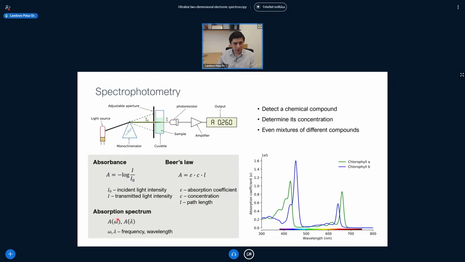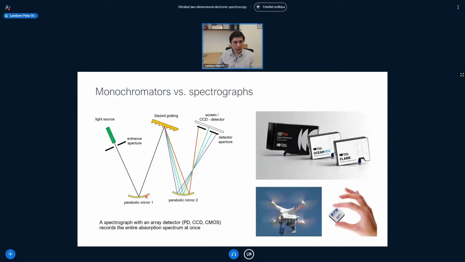If we measure the absorbance as a function of frequency or wavelength or color, then we get an absorption spectrum. So how do we do it normally? We have a monochromator that can tune the color of the incident light, and we gradually change the color, and we measure step by step the absorption, and we construct the absorption spectrum. But there is another way.